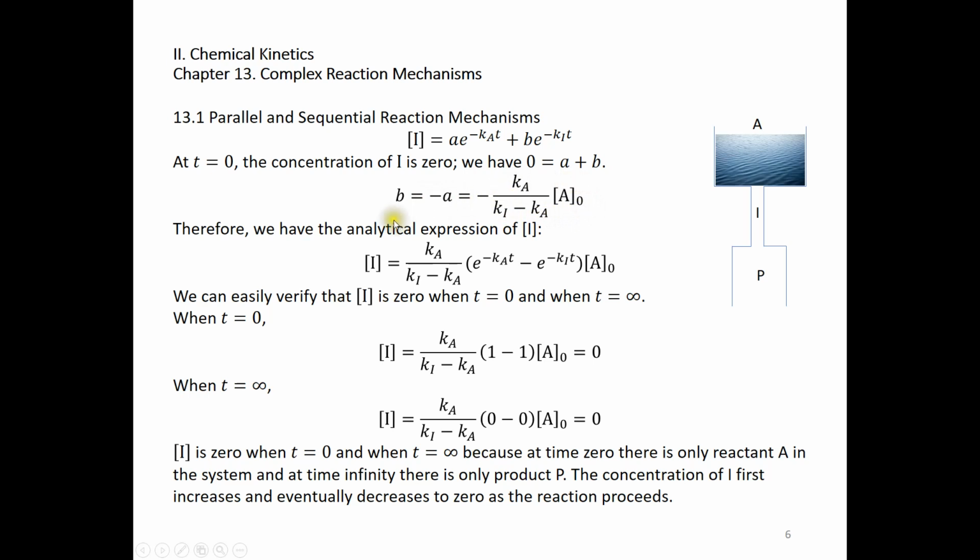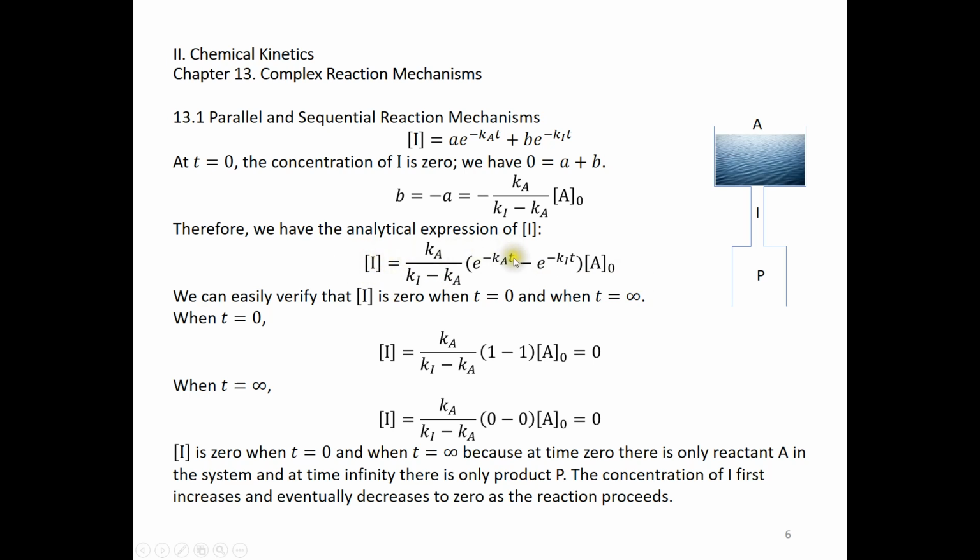And now we finally have the analytical expression of I. We know the expression of A, and we know b is negative a, and then we have this expression for I. I is Ka over Ki minus Ka, times the difference between these two exponential functions, multiplied by A naught. We can easily verify that this I is 0 when time is 0, and this I is 0 when time is infinity.